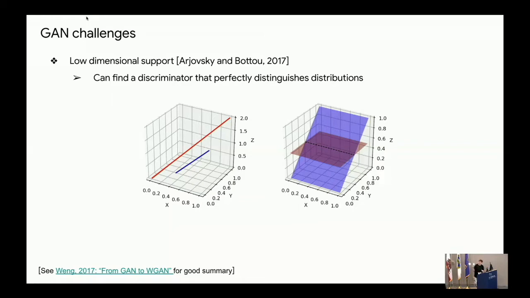This paper talks about how that's really challenging for GAN training, because it means you can find a discriminator that can perfectly distinguish between the generative distribution and the true data distribution. If you have this kind of perfect discriminator, then the generator is basically going to get zero gradients everywhere. So this isn't super useful.